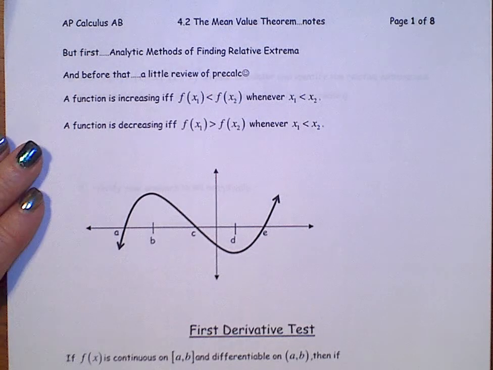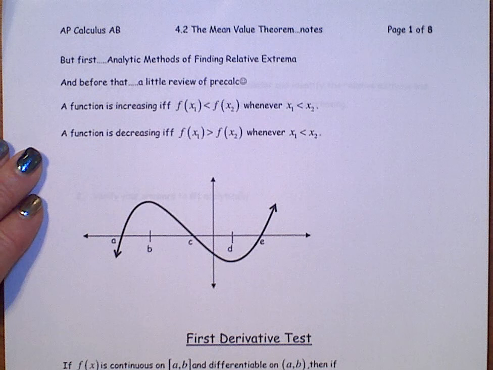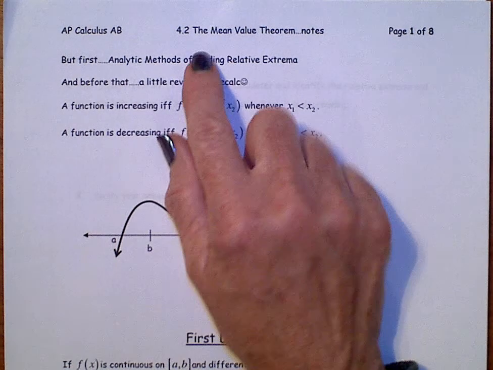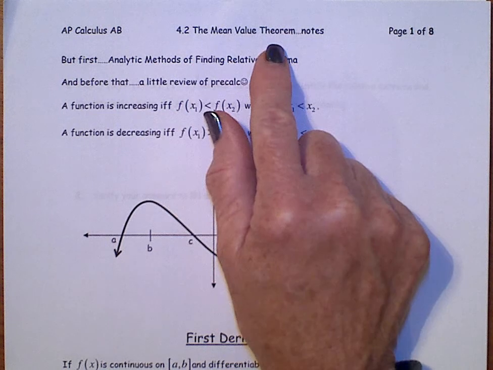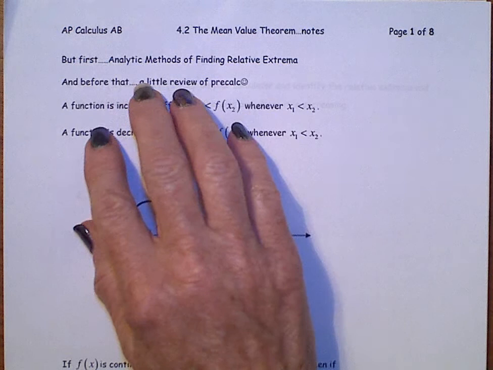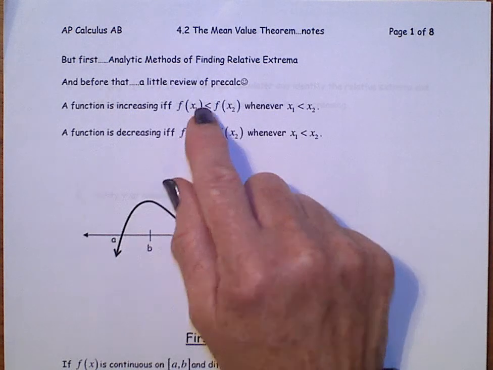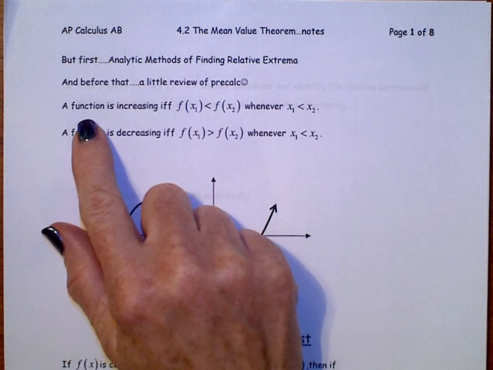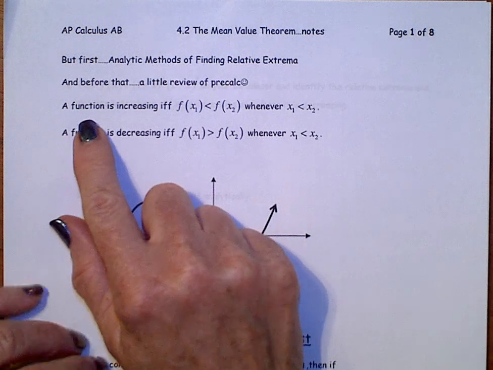AP Calculus AB, section 4.2, page 1. This section is entitled the mean value theorem. First, before we get to the mean value theorem, we need to refresh your memory on some review of precalculus. And we need to remember what it means for a function to be increasing.